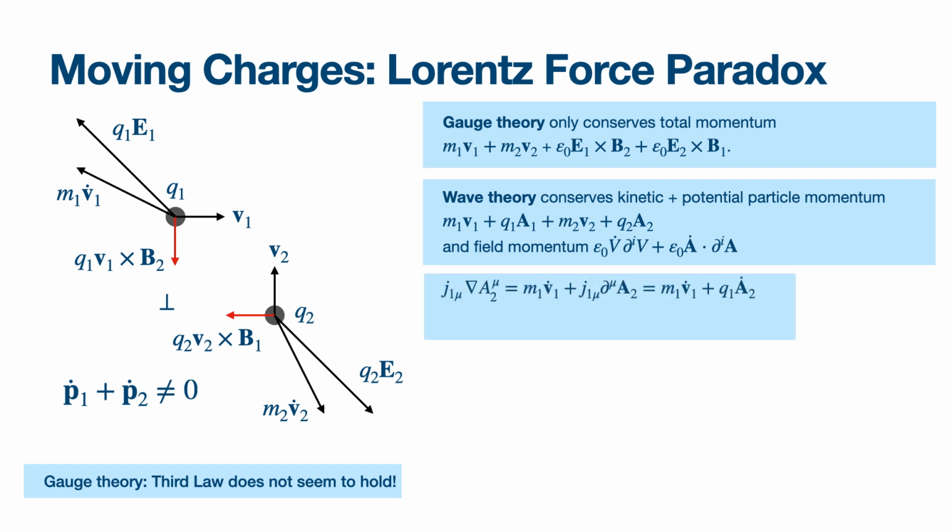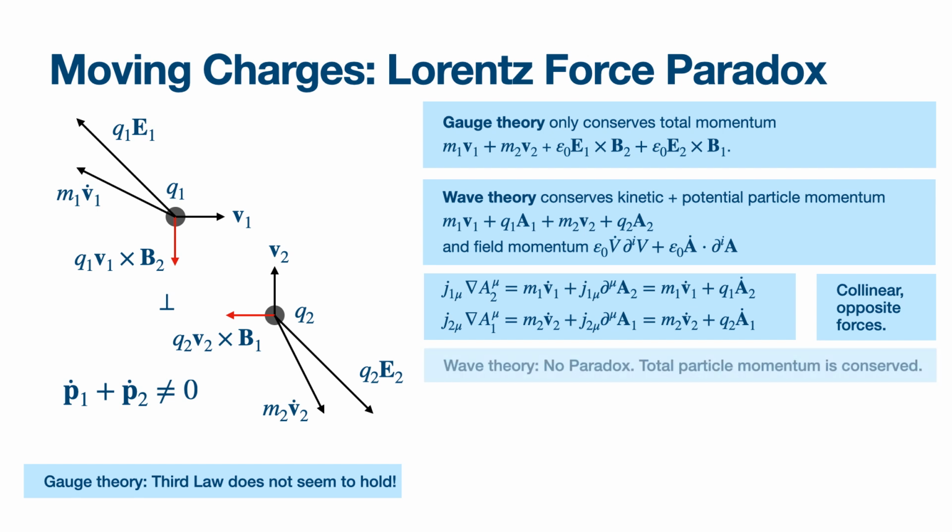Let's take a look at the proof. This is the rate of change of the momentum of particle 1 in wave theory. Here's that of particle 2. These are collinear and opposite forces as required by the third law. In wave theory, there is no paradox. Total particle momentum is conserved.